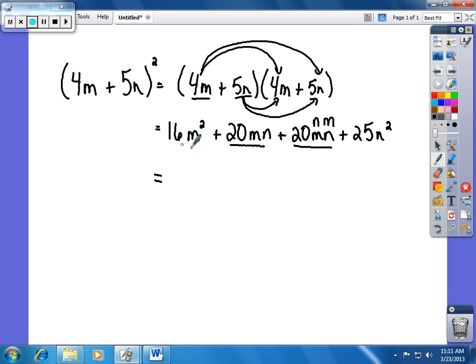So if we look at this, we can't do anything with the 16m squared, so that's going to stay the way it is. So if we add 20mn to 20 more mn, again we're focusing just on the coefficients out in front, that gives us 40mn, and then we'll tack on the 25n squared at the end.